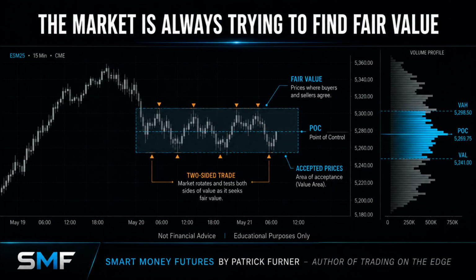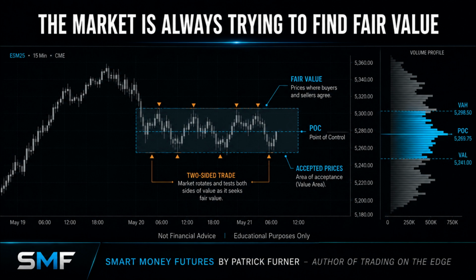Auction market theory says the market is always trying to find fair value. That means price does not move randomly. It moves because buyers and sellers are constantly testing higher and lower prices to see where trade is being accepted. When price is accepted, the market spends time there. Volume builds. Two-sided trade develops. That area becomes the new area of value.